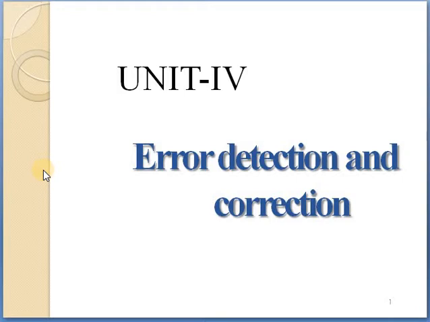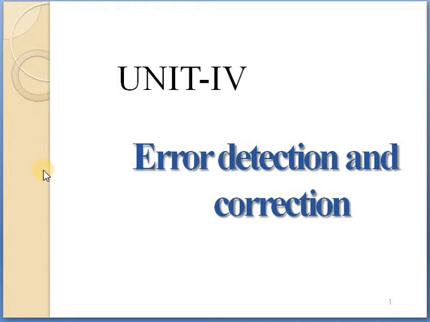There are mainly three types of impairments or errors that can occur. First is attenuation, second is distortion, and third is noise. Attenuation means the loss of energy, and the strength of a signal decreases with increasing distance because of the loss of energy. Distortion is the second impairment. Distortion means the signal changes its form or shape, and distortion occurs in composite signals.